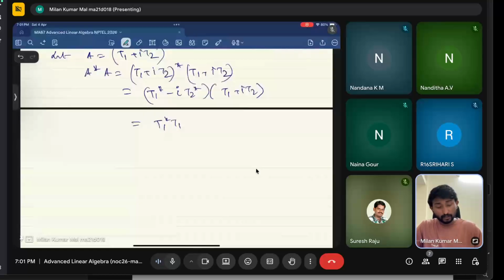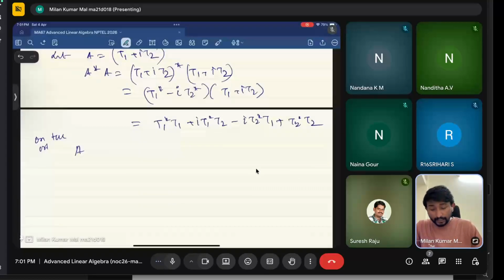So that will be plus T1 T2 star T2. Okay. Now, on the other hand, we have to check what is the condition on T such that A is actually a self-adjoint operator, normal operator, under the standing assumption that T1, T2 are self-adjoint.